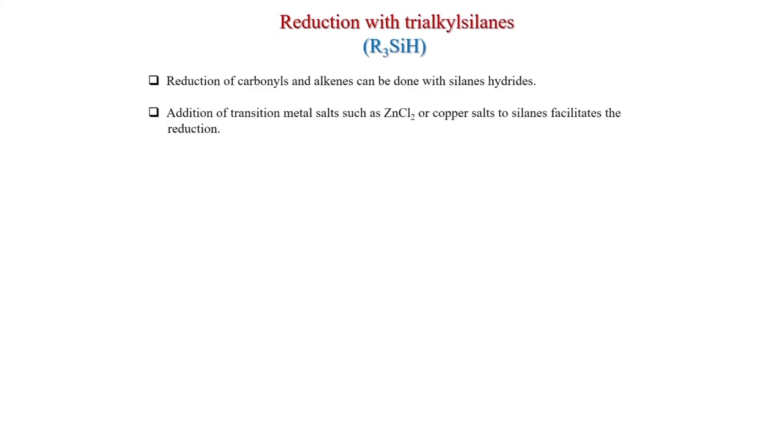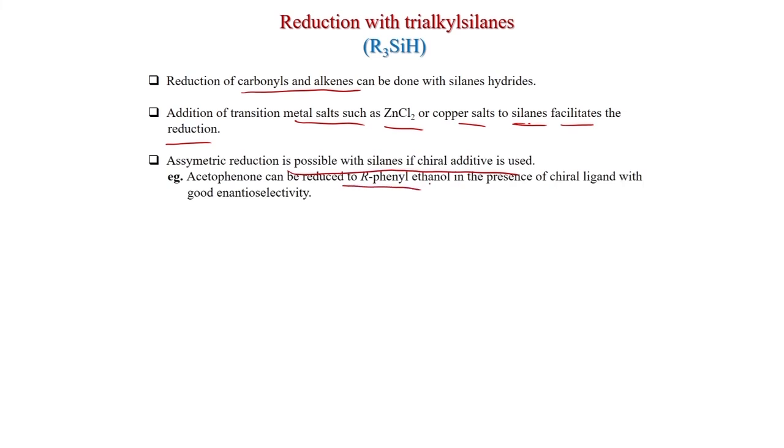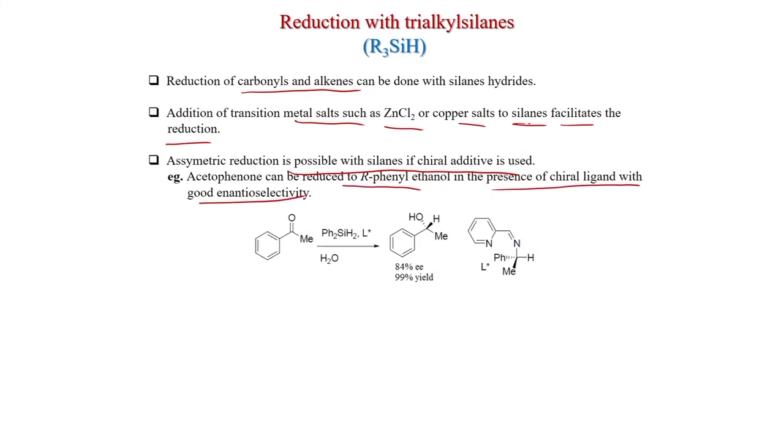Now, we will discuss silane reduction. Reduction of carbonyls and alkenes can be done with silane hydride. Addition of transition metals such as zinc chloride or copper salt to silane facilitates the reduction. Asymmetric reduction is possible with silanes if a chiral additive is used, like acetophenone can be reduced to R-phenyl ethanol in the presence of a chiral ligand with good enantioselectivity. This is the chiral ligand. You can see there is an imine and pyridine motif, and this is the chiral center. This is the silane, diphenyl silane. With this ligand you get 84% ee and 99% yield.